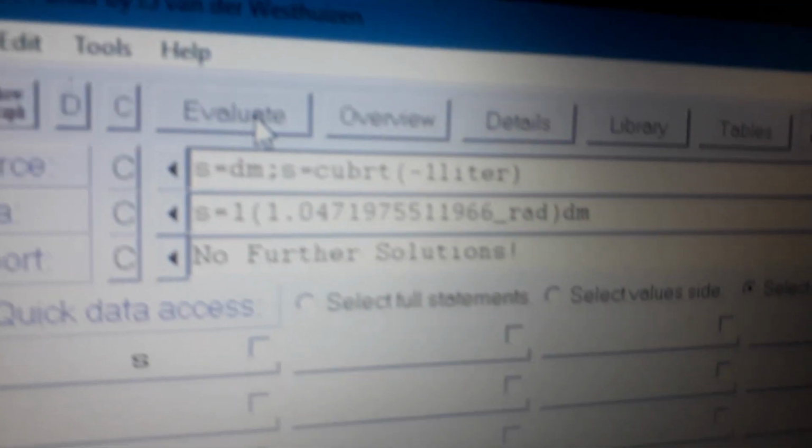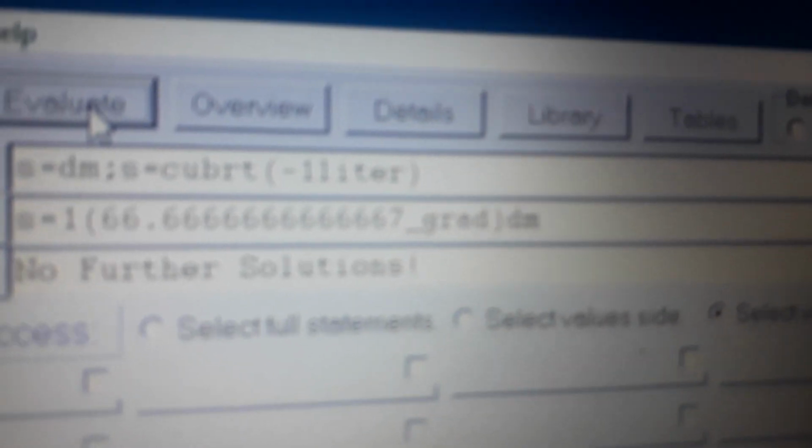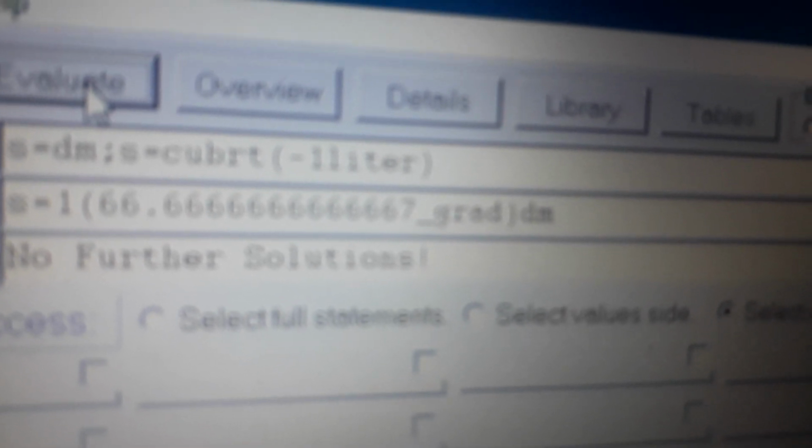And I go to gradients mode. That's a default complex number mode, you know. Gradients mode, it evaluates. That will be the gradients answer of that 60 degrees, you see. 66.666 repetitive gradients, grad, underscore grad, decimeter. It's still 1 decimeter, but just swiveled with that angle of 66.666 gradients.